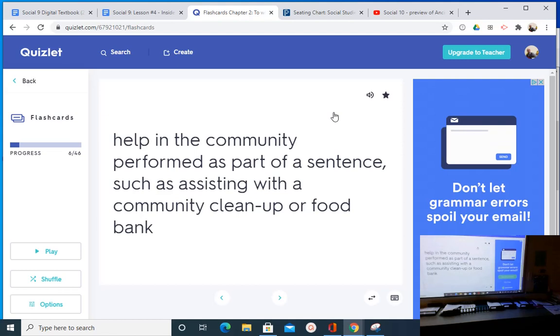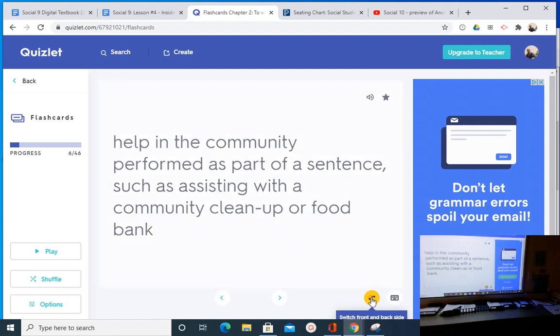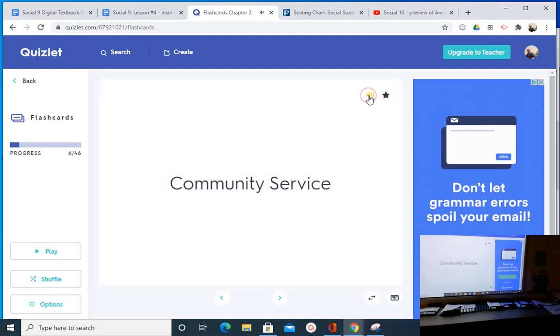So, help in the community performed as part of a sentence. So you've done some wrongdoing, now you have to help in the community, yes? Community service. So then we flip the card. Community service. Boom, there we go. So there will be Quizlets for all the chapters embedded in our lessons.